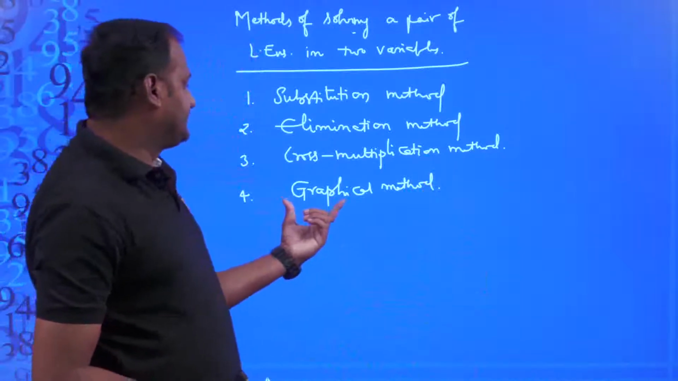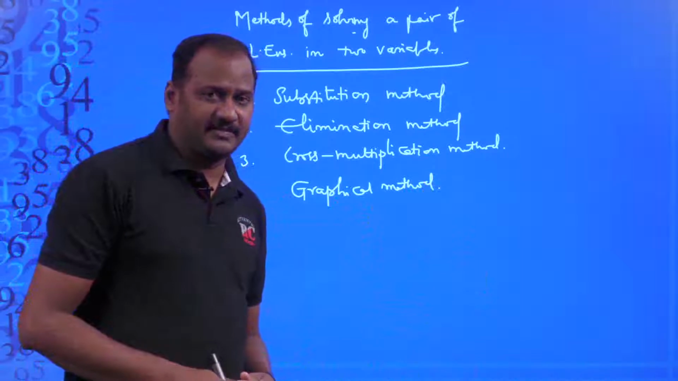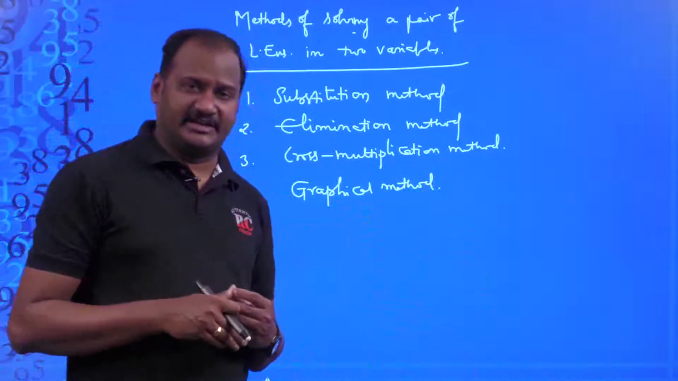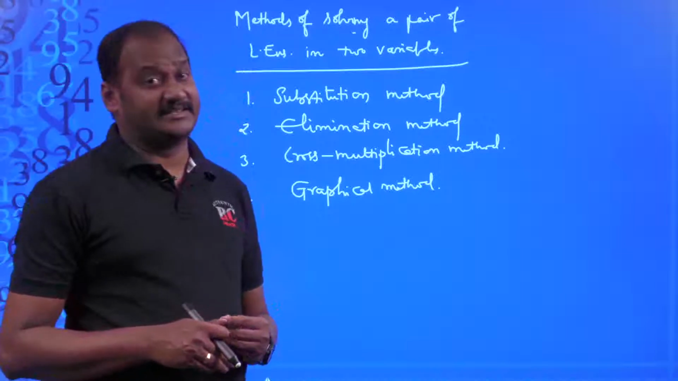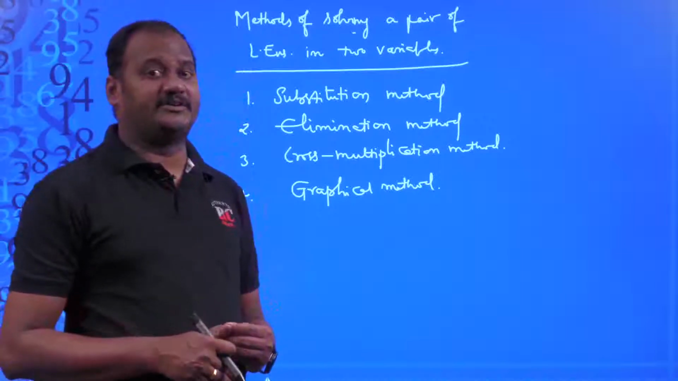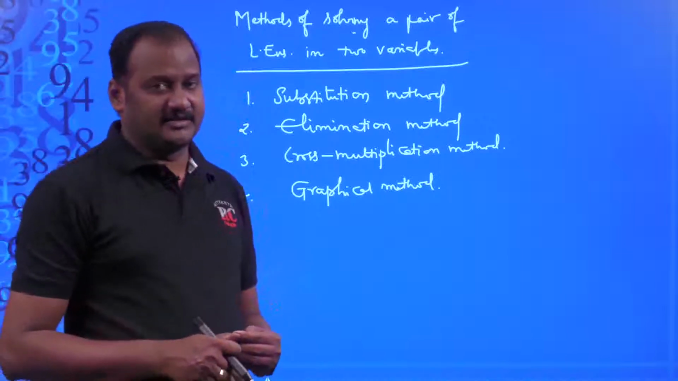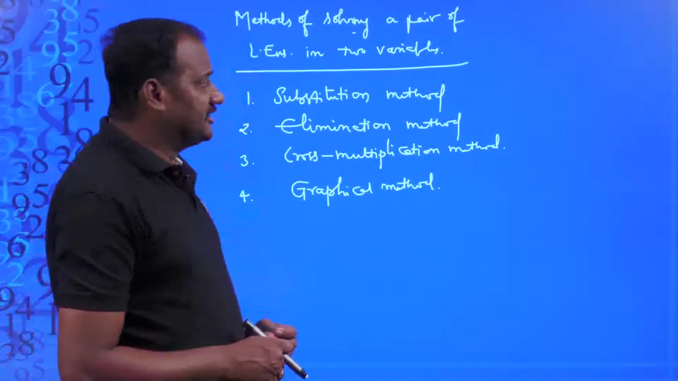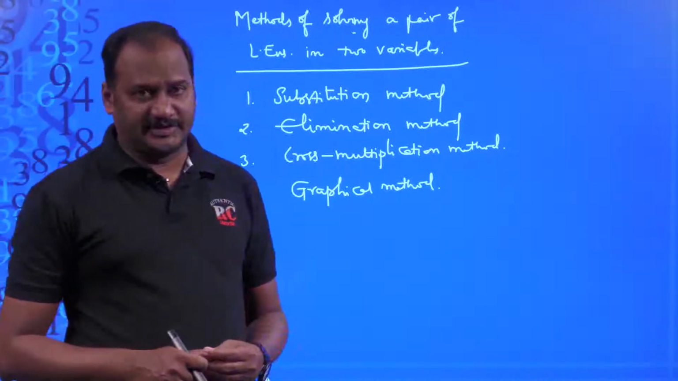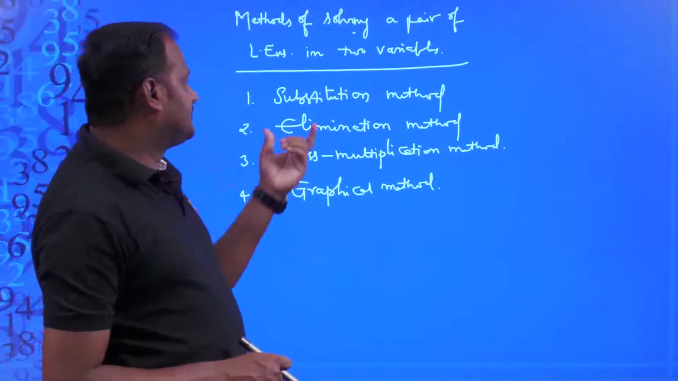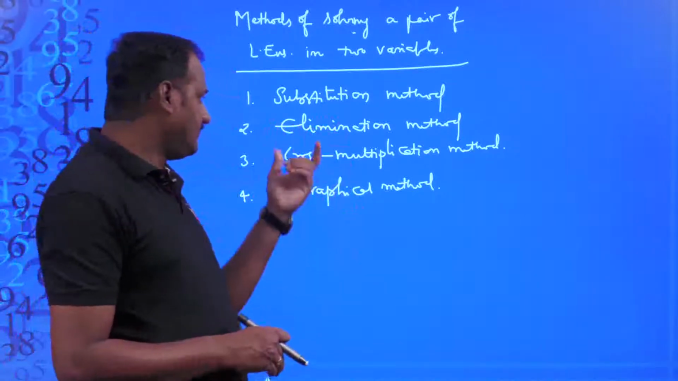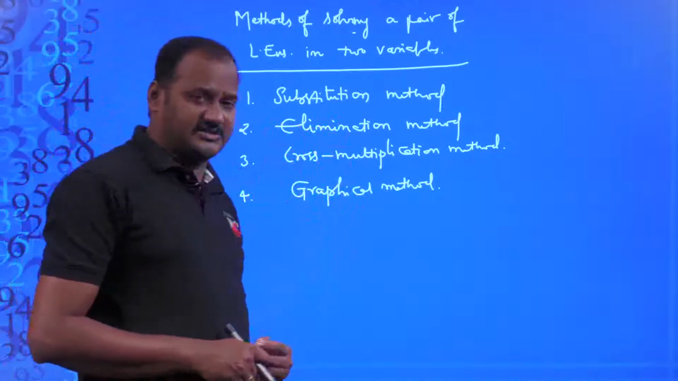We had a discussion about the graphical method. When you represent two straight lines on the graph sheet, the point where both the straight lines intersect is said to be the common solution for both the given linear equations in two variables, right. So, now we will be discussing the substitution method, elimination method and cross multiplication method.